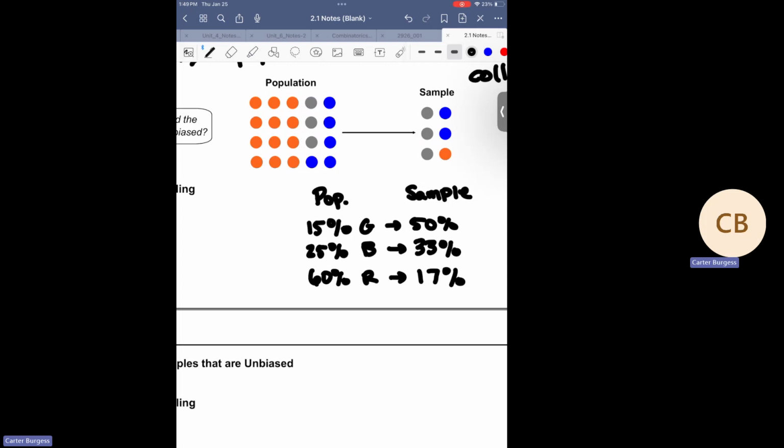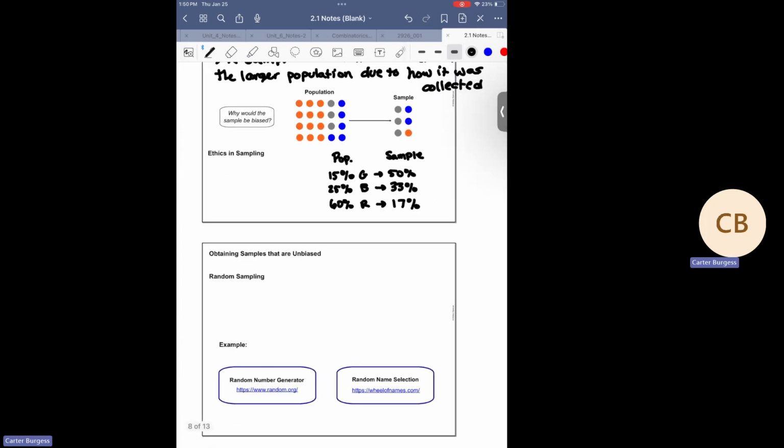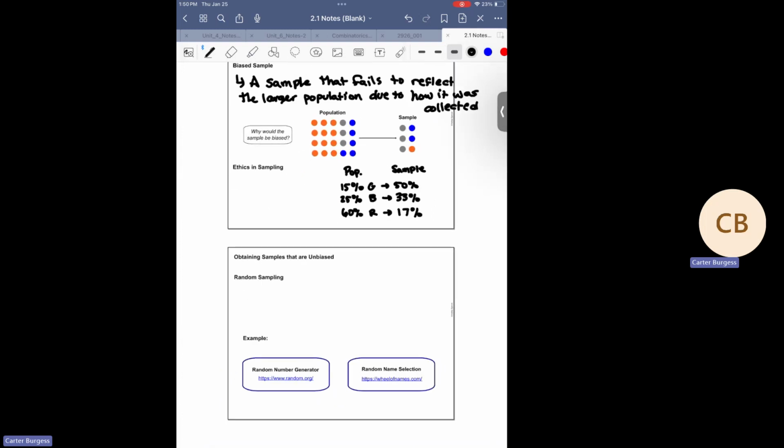And so we see gray is vastly overrepresented. Blue is slightly overrepresented, and red is vastly underrepresented. This sample does not do a good job of reflecting what we would expect for the population. There are a couple of different ways that we could avoid this. We're going to talk about this particular sample a little bit more in a moment, and we'll look at some sampling techniques that will help us to avoid things like this. But that is generally the gist of what we're talking about with bias.